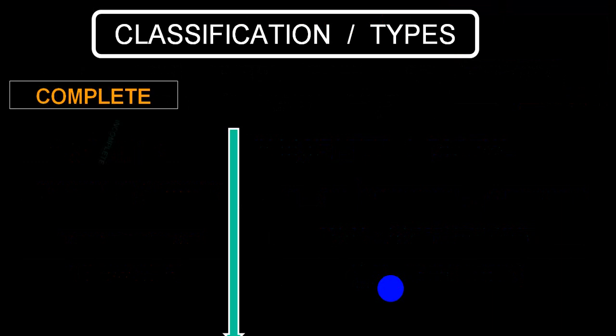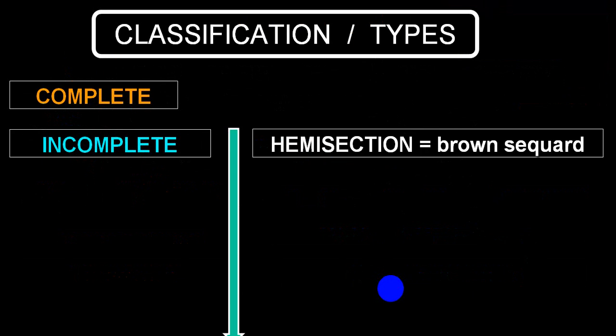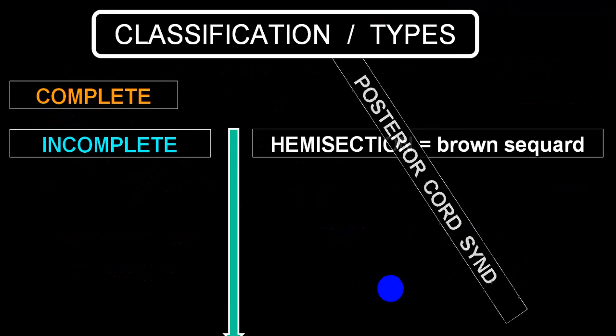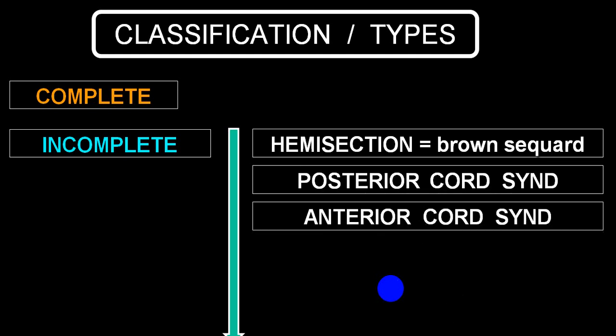Now, we will be using two groups, complete and incomplete. Among incomplete, we can come across what we call a complete hemisection, the Brown-Séquard syndrome. You can have involvement of only the posterior cord. The classical example is tabes dorsalis. Another example is subacute combined degeneration. But in subacute combined degeneration, along with the posterior column, you have involvement of the corticospinal tract, so we have sensory plus motor involvement. In tabes dorsalis, it is mainly involvement of the posterior column more than other parts, but you can have involvement of other portions of the spinal cord even in tabes dorsalis.